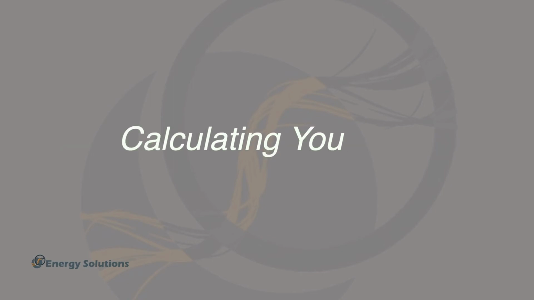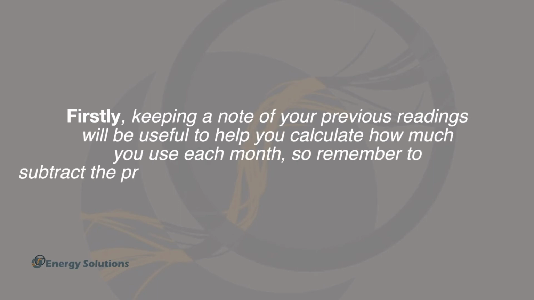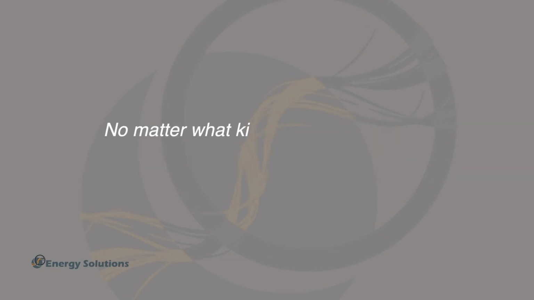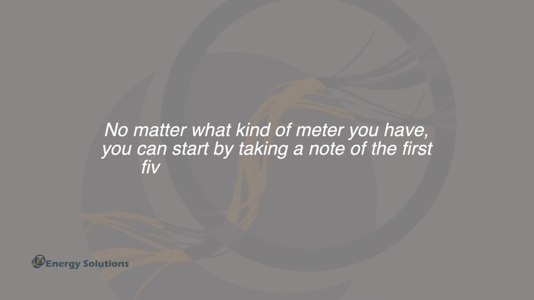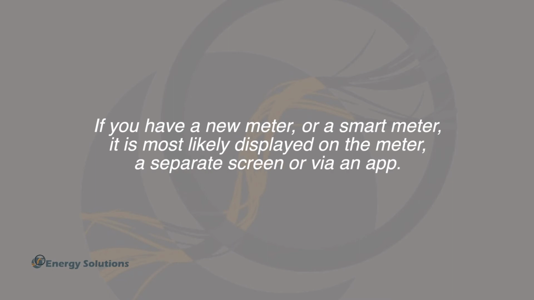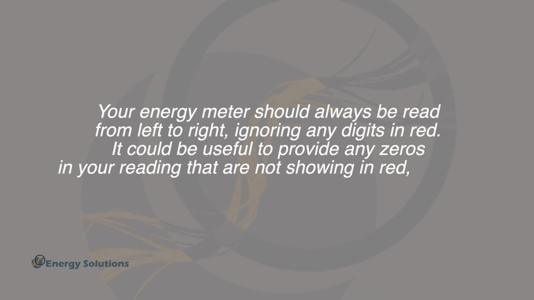Many organisations suggest calculating your bills in a handful of simple steps. Firstly, keeping a note of your previous readings will be useful to help you calculate how much you use each month, so remember to subtract the previous reading each time you take a new one. No matter what kind of meter you have, you can start by taking a note of the first 5 numbers from left to right. If you have a new meter or a smart meter, it is most likely displayed on the meter, a separate screen, or via an app. Your energy meter should always be read from left to right, ignoring any digits in red. It could be useful to provide any zeros in your reading that are not showing in red though.